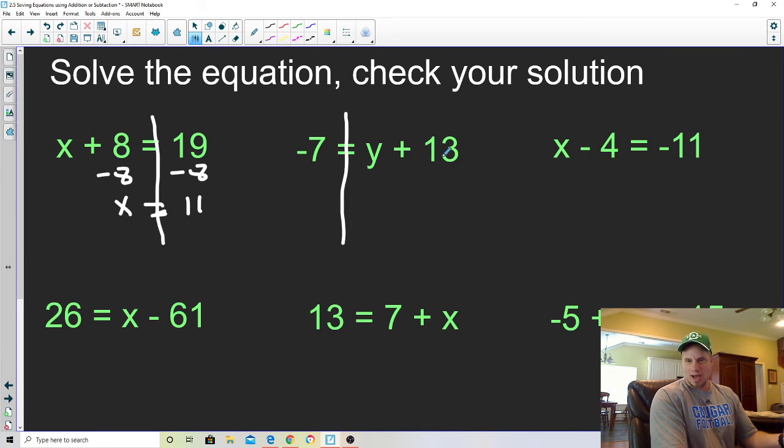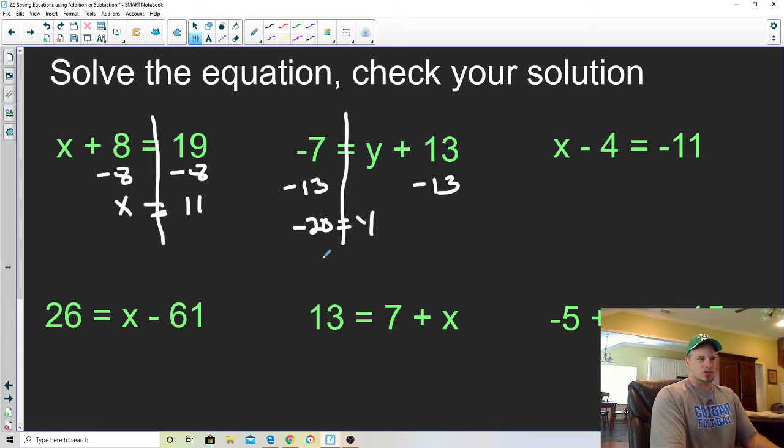What's with the y? It's the 13. So to get rid of a positive 13, to make it go away, to make it 0, you subtract it. Minus 13, minus 13. These have the same sign, so same sign, add. You get negative 20 on this side, and you get y over here.